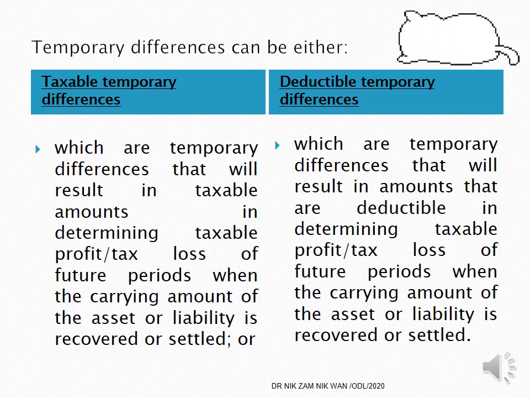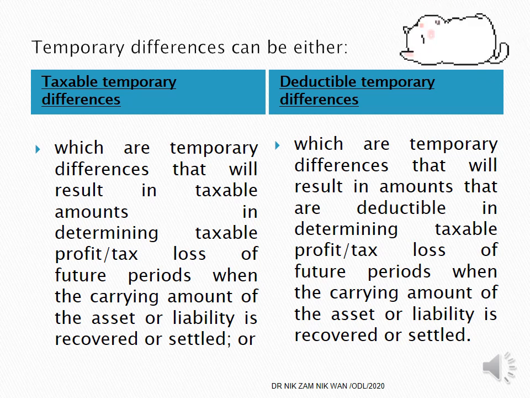Okay, taxable temporary differences are differences that will result in taxable amounts in determining taxable profit or loss of future periods when the carrying amount of the asset or liability is recovered or settled. Whereas deductible temporary differences are temporary differences that will result in amounts that are deductible in determining taxable profit of future periods when the carrying amount of the asset or liability is recovered.